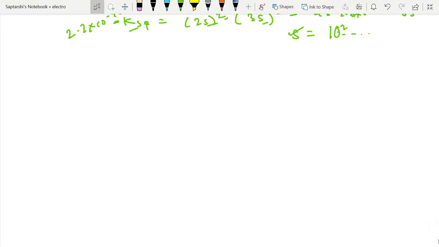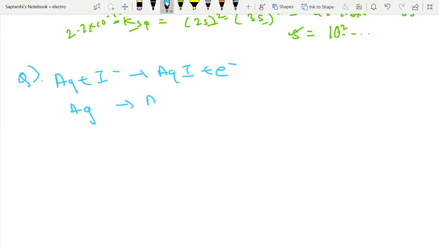Now let us take one more question. The question is this: Ag plus I minus gives AgI plus electron, and Ag is Ag plus electron. So this is E dot equals 0.152 volts, and this E dot is equal to minus 0.8 volts.